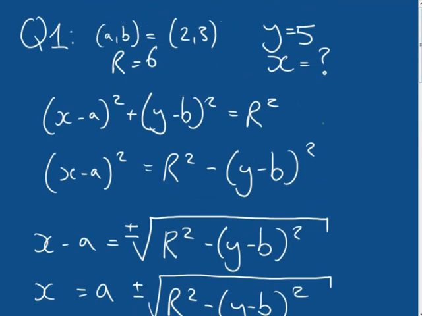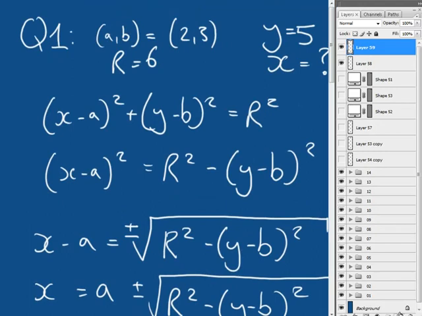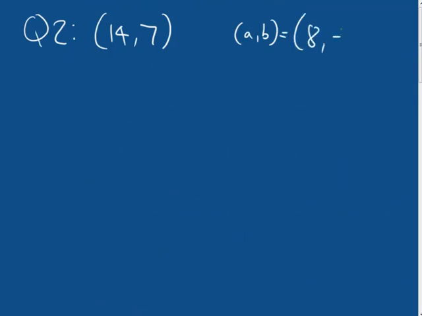I'd like to ask one final question for this video. So I'm going to bring up a new whiteboard. Question 2. This question tells us that we're going to have a point that lies on the circle, and that point has the coordinates 14, 7, and our circle is centered at the point 8, minus 2, and what I'd like you to find is the radius of that circle. So go ahead and pause the video, give this an attempt. When we come back, I'm going to work through the solution.